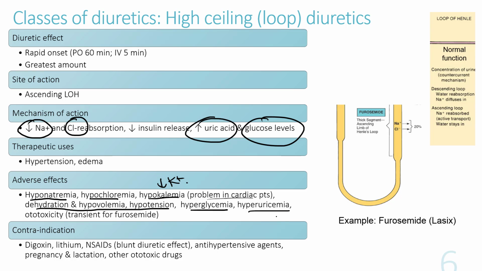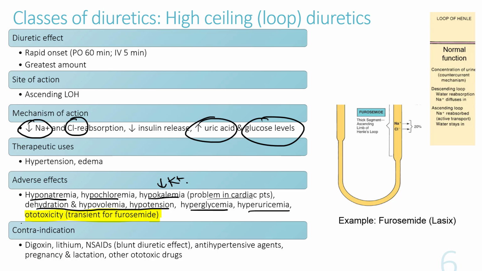The only thing that's not explained by the mechanism of action is ototoxicity, so changes in hearing, and for furosemide, which is the main loop diuretic used, it's often transient.